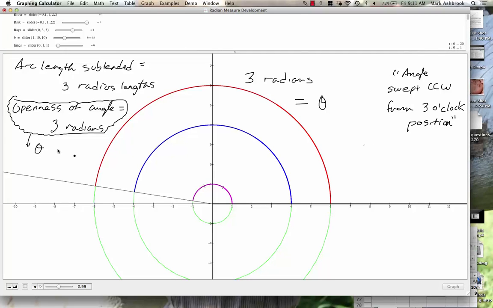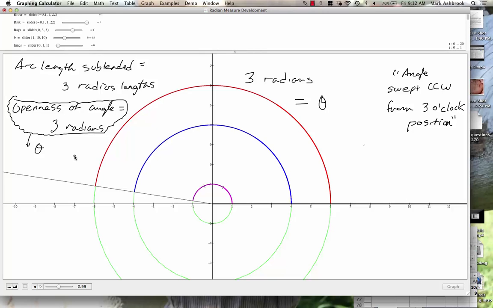But that numerical value of theta will always be the same as what? That number, the openness in radians, is always the same as what number? The number of radius lengths, right? So you can shift back and forth between radians and radius lengths. Theta specifically means the openness of the angle in radians, but its numerical value comes from how many radius lengths.